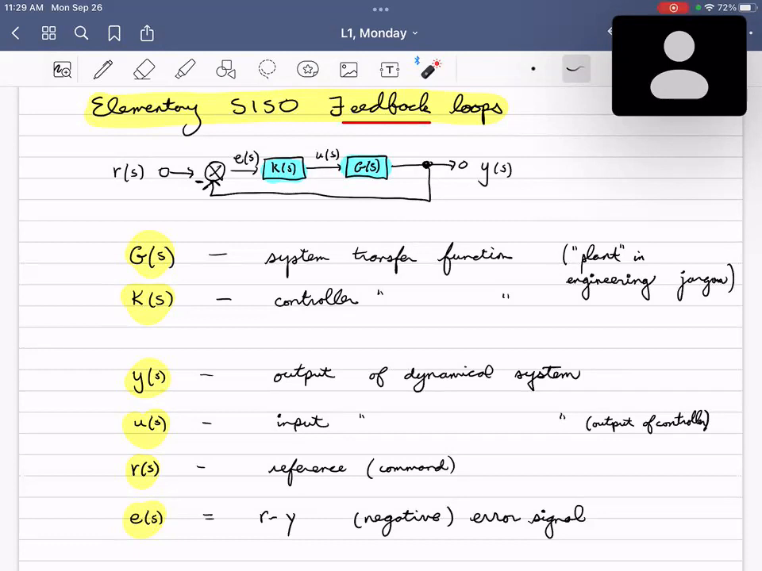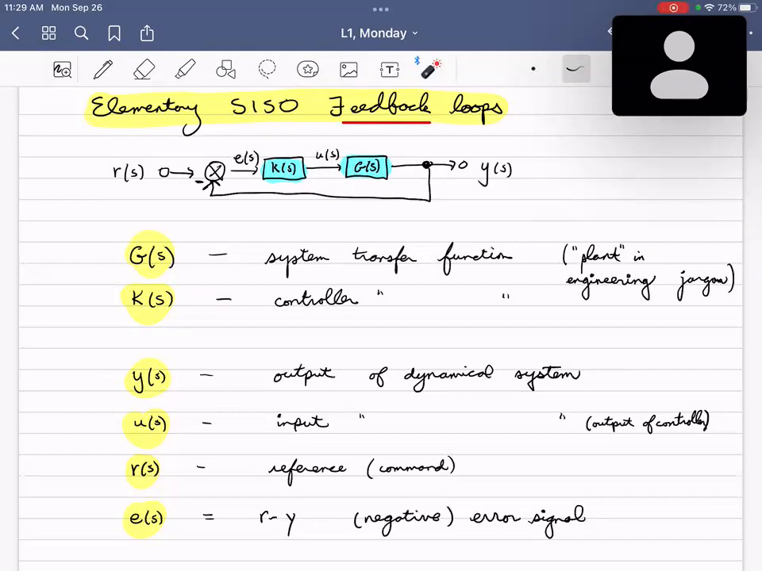We are doing an exercise here. The goal of the exercise is to write Y as a linear function in terms of the transfer dynamics of K and G.